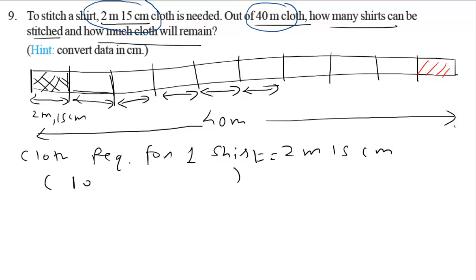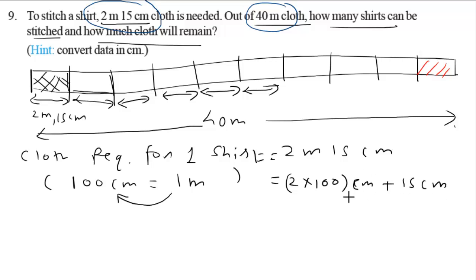We have the standard that 100 centimeter is equal to 1 meter, or 1 meter is equivalent to 100 centimeter. Then 2 meter will be equal to 2 into 100 centimeter plus the remaining 15 centimeter. That is 200 centimeter plus 15 centimeter, that is 215 centimeter. So we can say that this much portion is 215 centimeter.